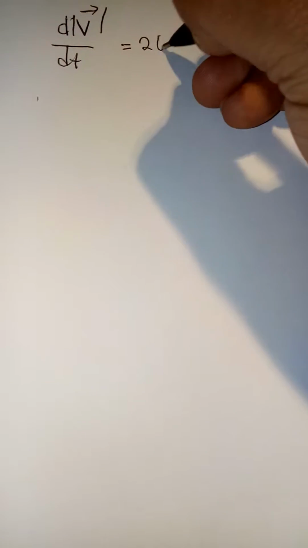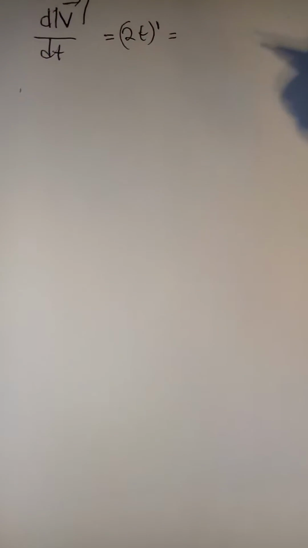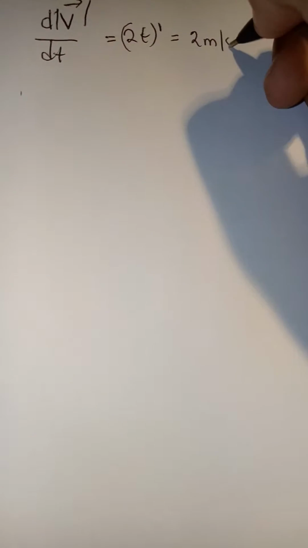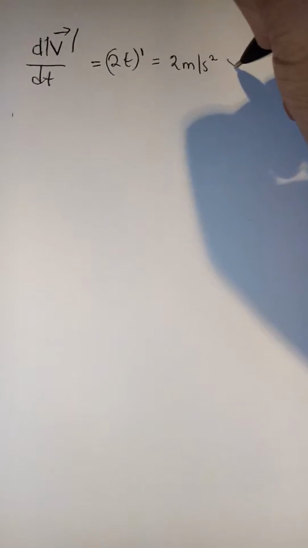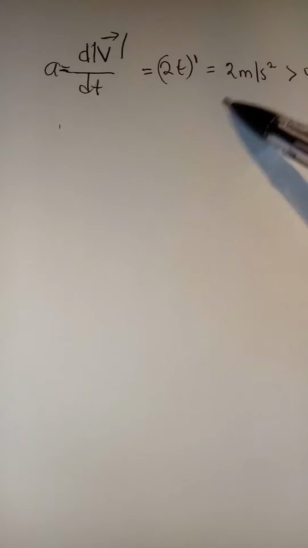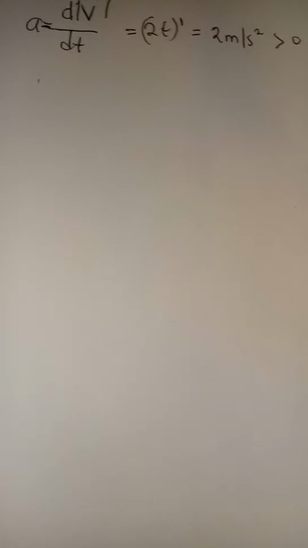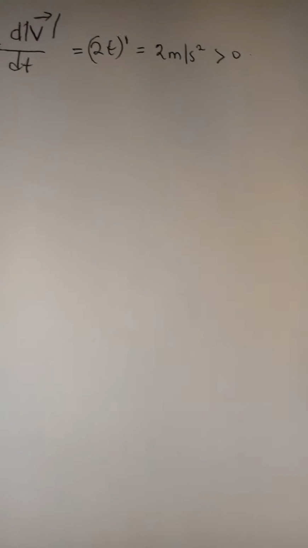And so we are going to have dv over dt, which was a component, so it was this, right? And then we're deriving 2t prime, and the derivative of 2t prime is 2, so it's 2 meters per second square. Okay, which is greater than 0 because we are going for acceleration. And because it is greater than 0, the derivative of the module is greater than 0, so it's uniformément accéléré.